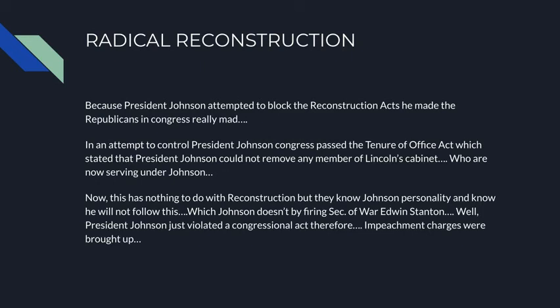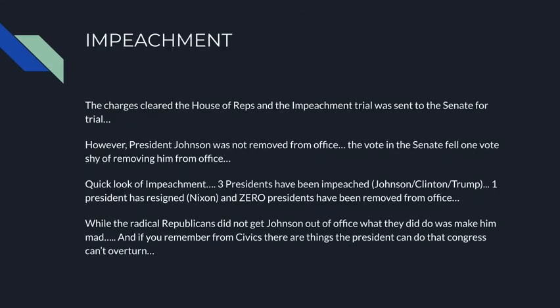He fires Secretary of War Edwin Stanton. Well, because of this, President Johnson just violated a congressional act. Therefore, impeachment charges were brought up, which then leads to the first impeachment of the United States president. The charges cleared the House of Representatives, and the impeachment trial was sent to the Senate for trial. However, President Johnson was not removed from office. The vote in the Senate fell one vote shy of removing him from office. And just a little tidbit, quick look at impeachment. 3 presidents have been impeached: Andrew Johnson, Bill Clinton, and Donald Trump.